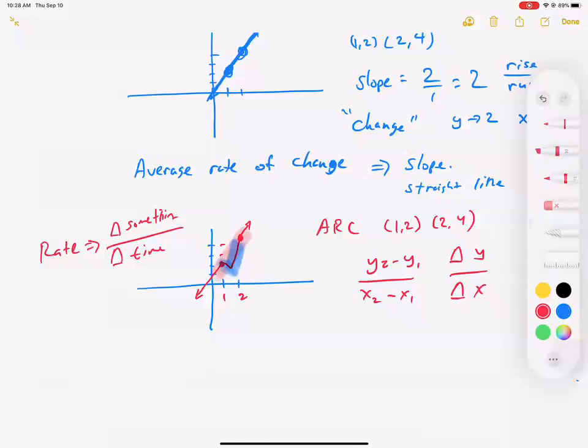In this case, let's go ahead and write 4 minus 2 over 2 minus 1. Just to help you label this is x1, y1, and x2, y2. So as long as we have 2 points, we can compare them to see how much we've changed.